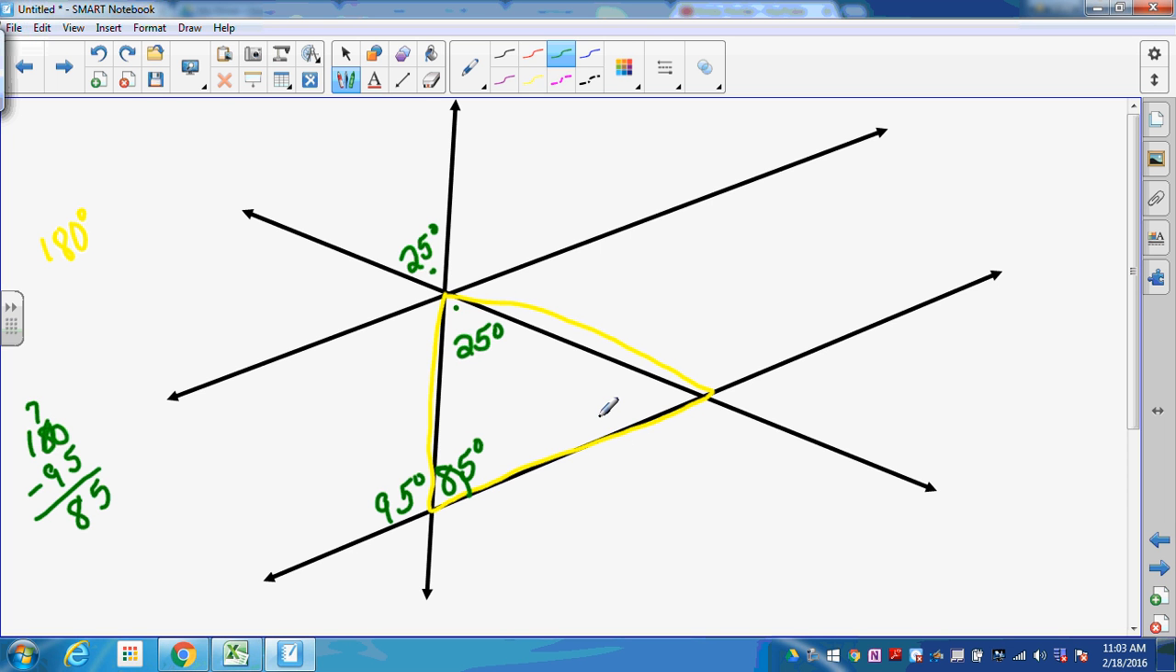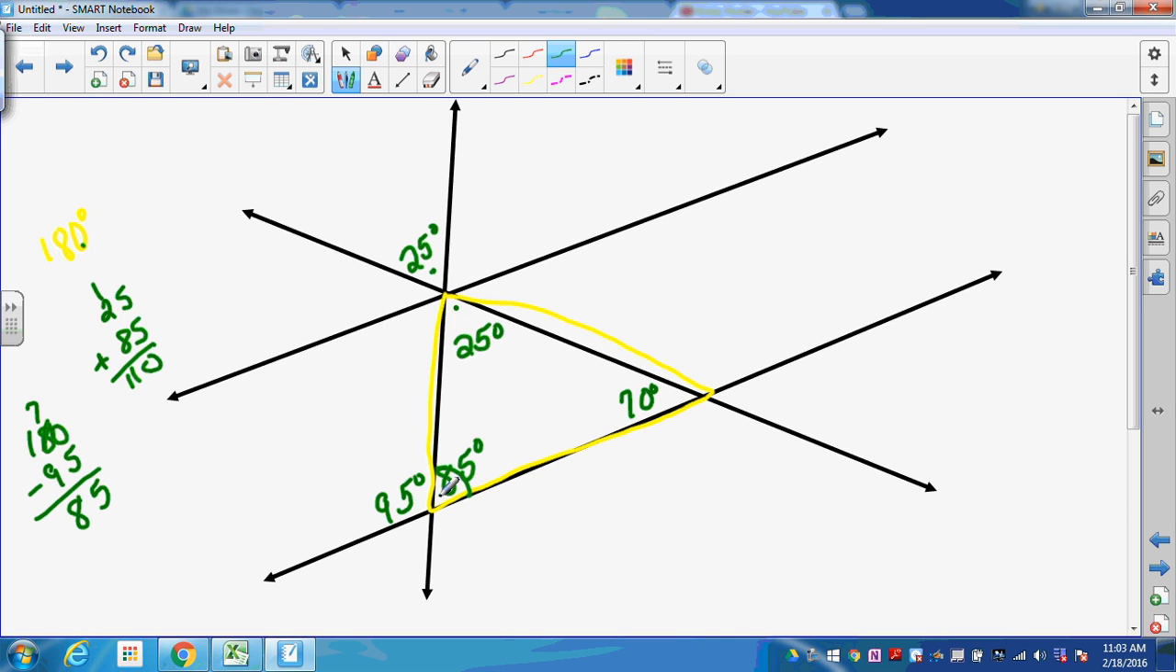Now I have a couple of different things I can do. I can finish up my triangle, right? I can do my 85 plus 25 and subtract that from 180. So 25, 85. Carry my 1, I get 110 degrees. Subtract 110 from 180, and that should leave me with 70. All right, so let's keep going.